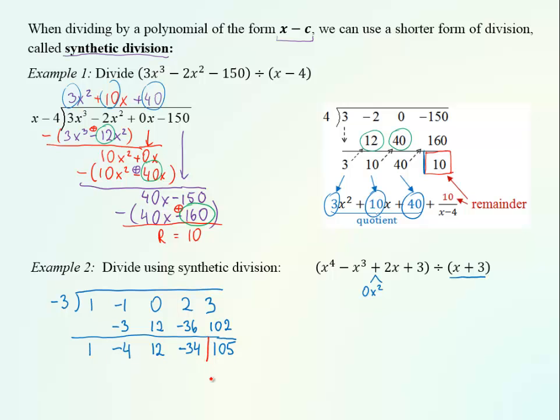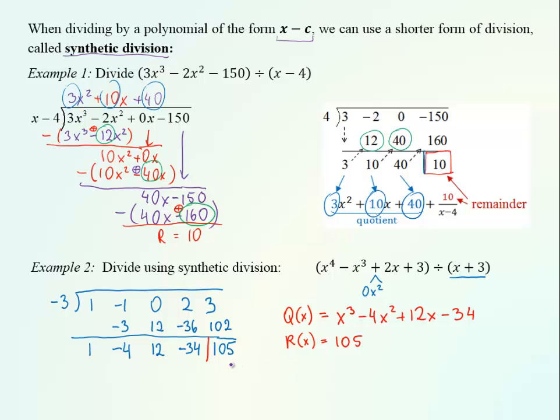We cut off the last number, and we are saying the quotient polynomial from this division is actually, that's a free term, linear term, second degree, third degree term. So it's 1x cubed minus 4x squared plus 12x minus 34. And the remainder from this division is a constant number, 105.